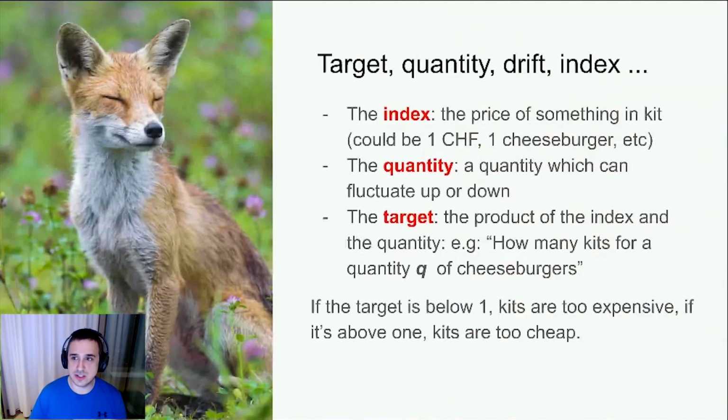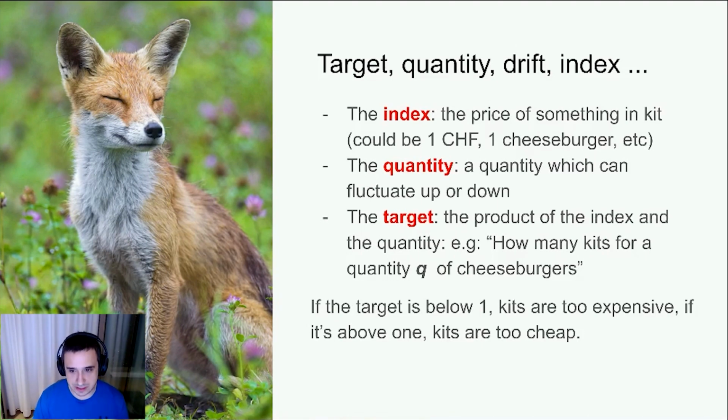So first of all, the target, the drift, and the index. The index is the price of something in kits, and it could be 1 Swiss franc, for example. So how many kits can you buy with 1 Swiss franc? That's the concept of an index. It could be 1 cheeseburger. It could be anything, any external index that you want. That can be what you're going to be targeting.